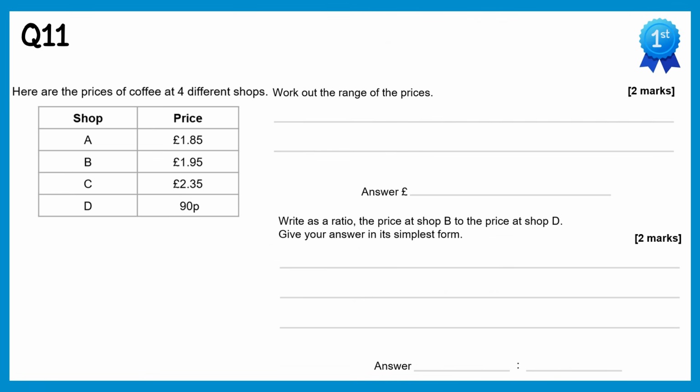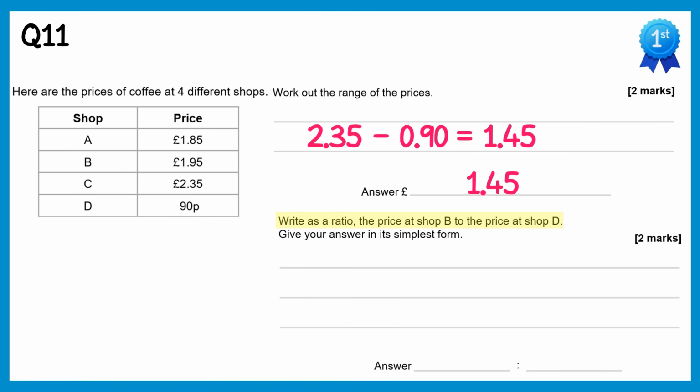For the first part of this question, we need to work out the range of the prices. We saw the range earlier, it was the biggest take away the smallest. So let's do the biggest price, which is £2.35, subtract the smallest price, which is 90 pence. So I just use my calculator for this, £2.35 take away 90 pence, which gets you £1.45, and that's the answer to the question.